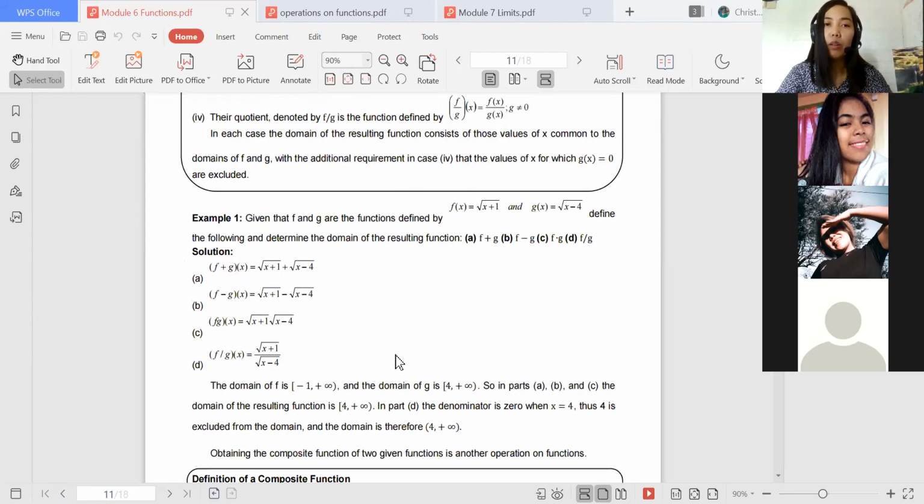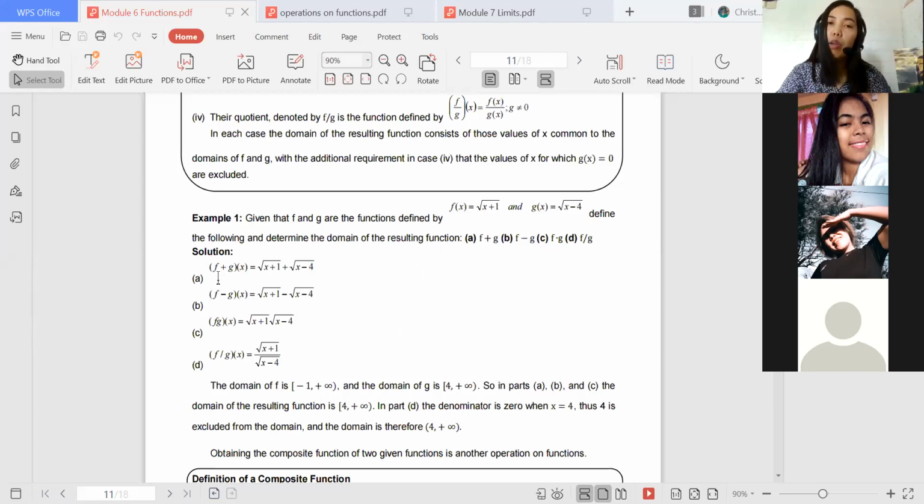So let's have an example. Given that f and g are the functions defined by f of x is equal to square root of x plus 1 and g of x is equal to square root of x minus 4, define the following and determine the domain of the resulting function. So we're going to find f plus g, f minus g, f times g, f divided by g. Okay, when we say define the following, you are not going to define it. It means that you're going to find the sum of the functions, the difference, the product, and the quotient. And we're going to determine their domain.